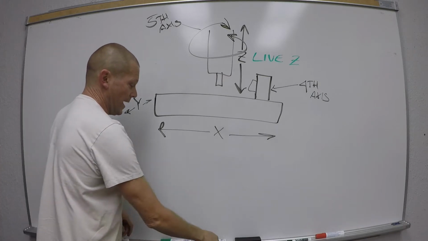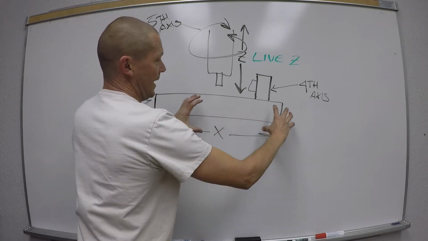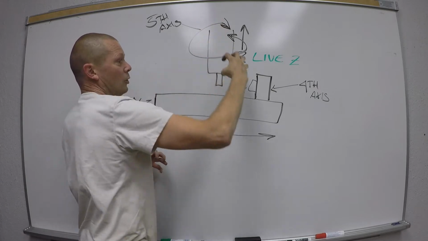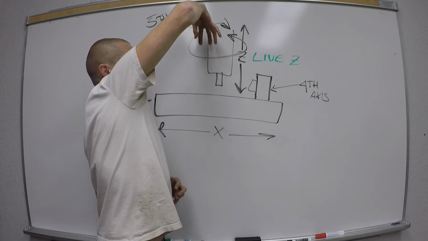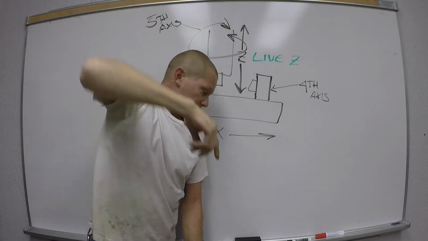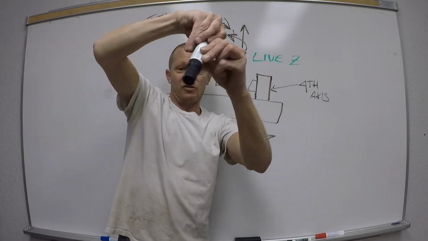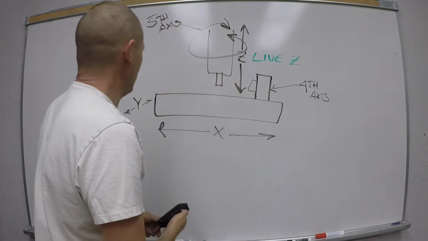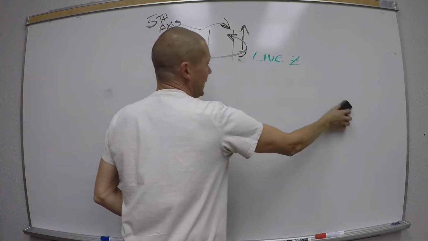So now, if we were to use all these 5 axes, we're moving X, we're moving Y, we're moving Z up and down, we're spinning, and the spindle is not only moving up and down, but it's rotating like this. So we're going to stop there on that.